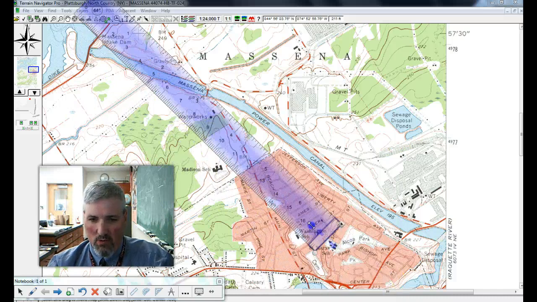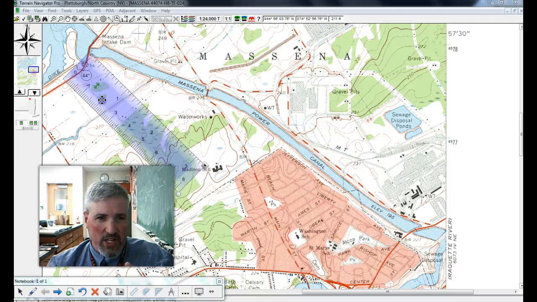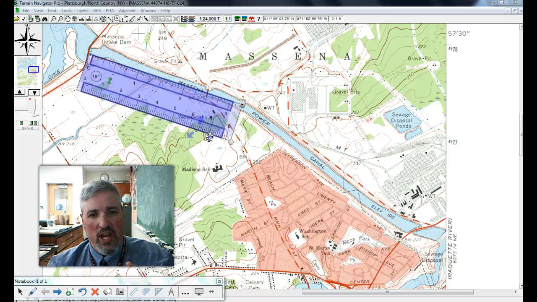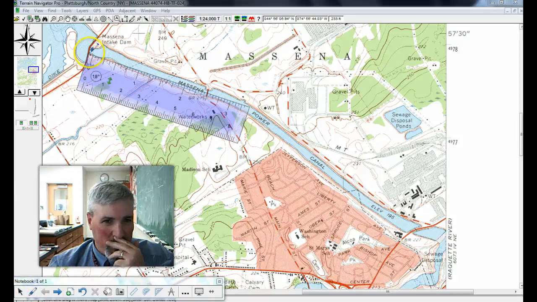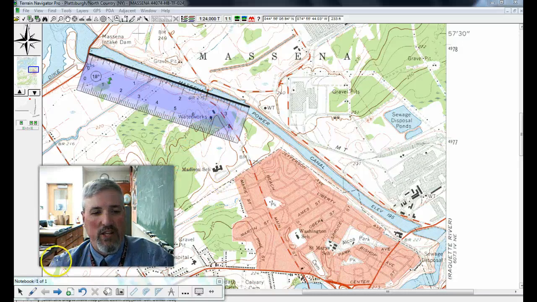So I'm going to shorten up my ruler here. I'm going to come up here and set it right on the end at the Massena Intake Dam. I'm going to try to run it down the middle as far as I can. I don't want it to touch the sides. I'm going to take my piece of paper and measure this leg right there.